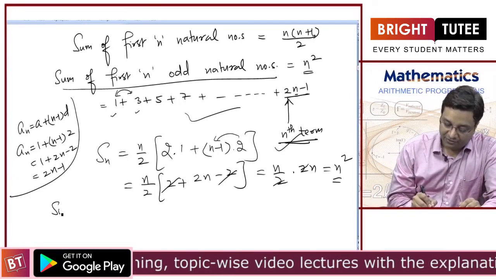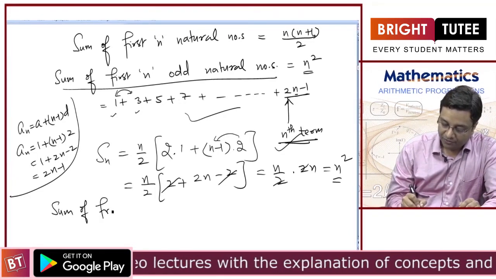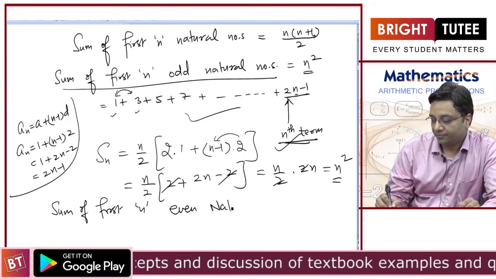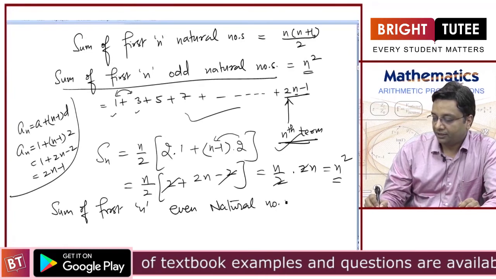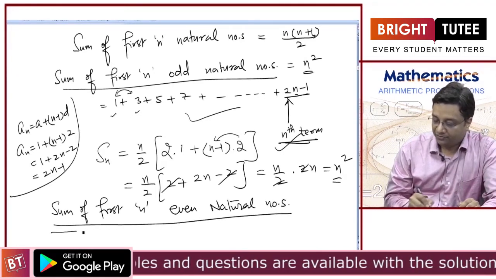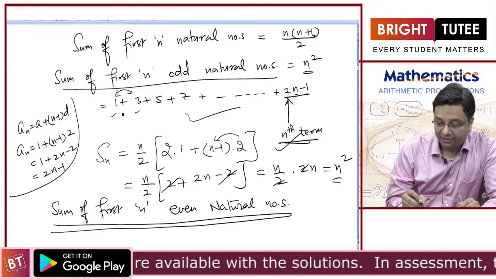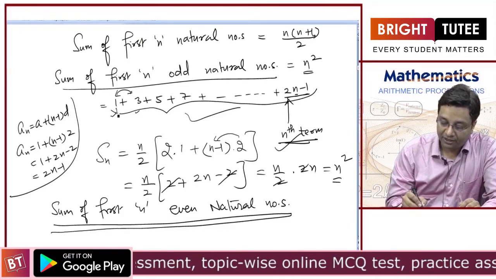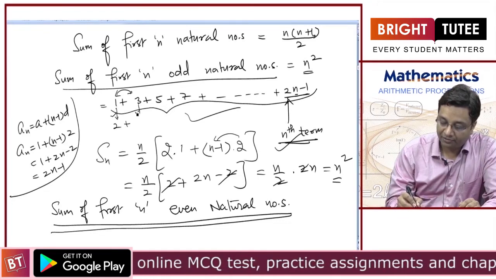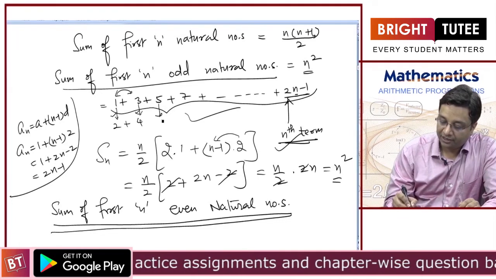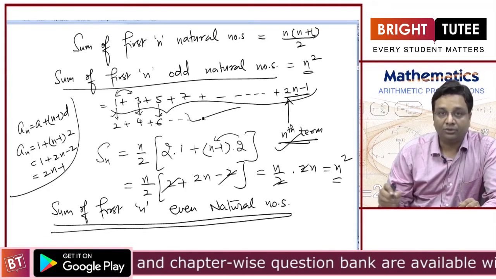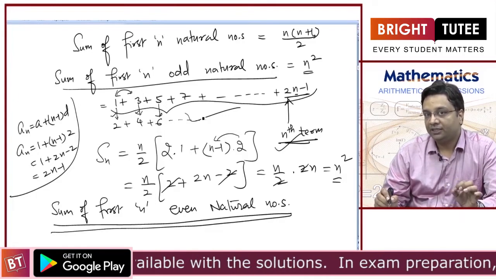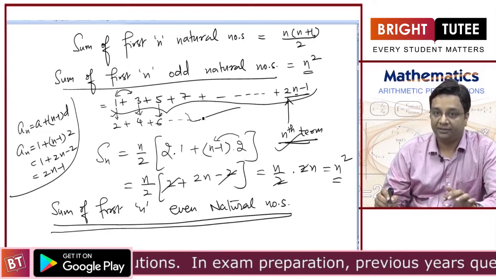So we have found sum of first n odd natural numbers, which is equal to n square. Now we can easily find sum of first n even natural numbers. If you notice here, if I add 1 to every term of this AP, if I add 1 in this, it will give me 2. If I add 1 here, it will give me 4. If I add 1 here, it will give me 6, and so on. So I will get all the even natural numbers by adding 1 to every term of this AP, right?